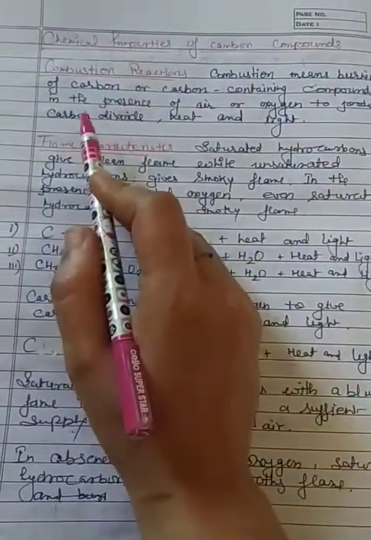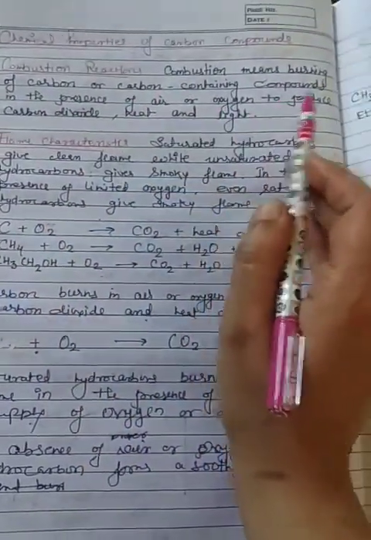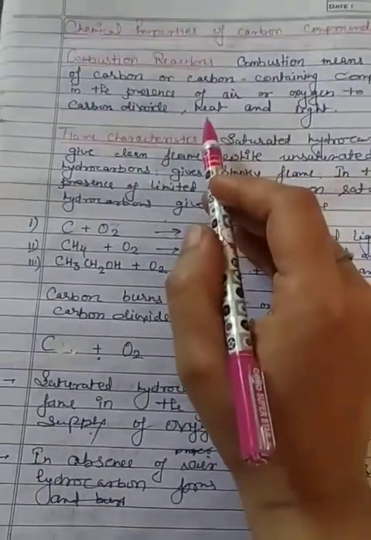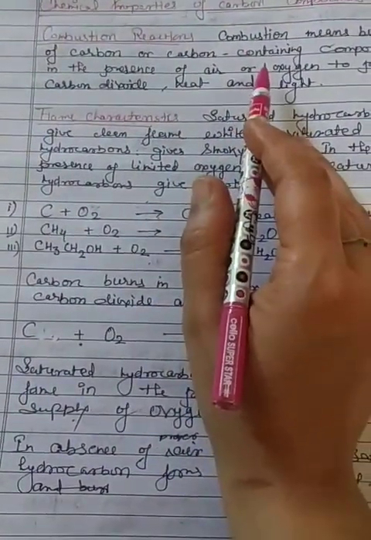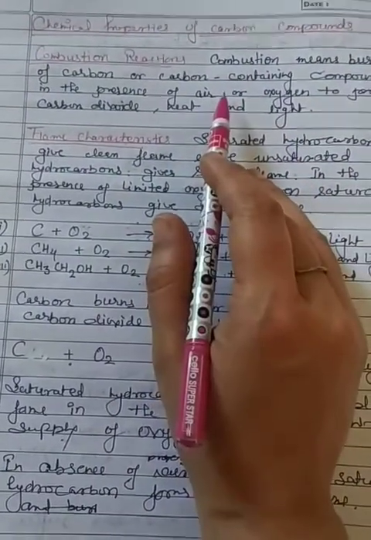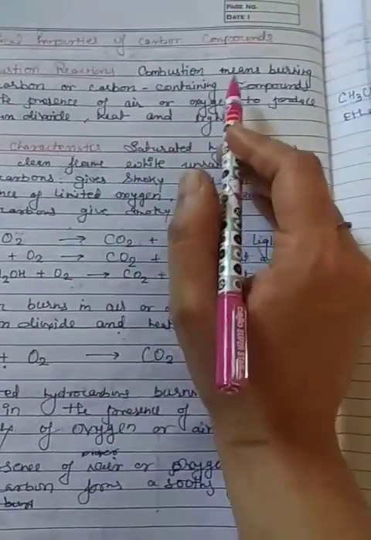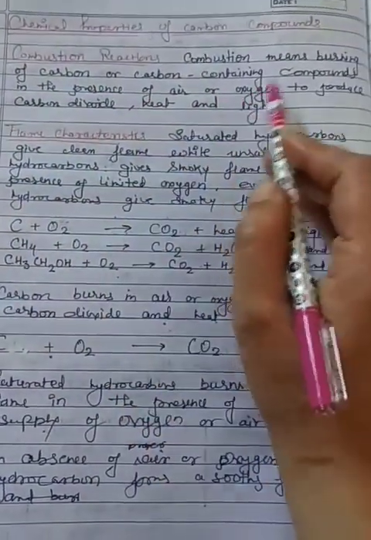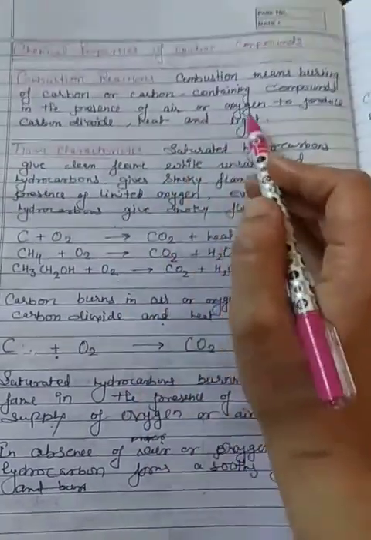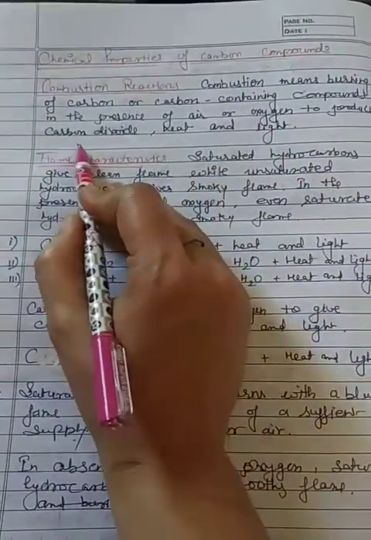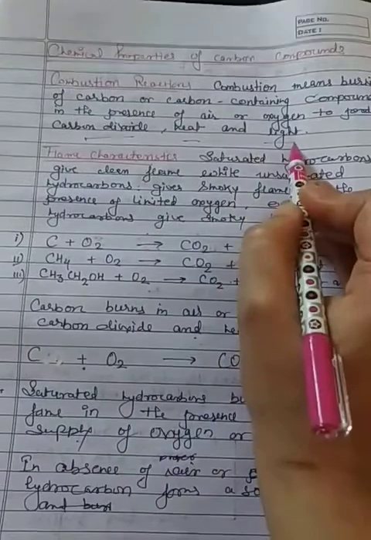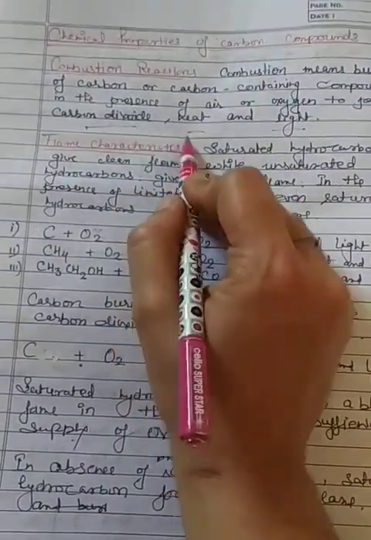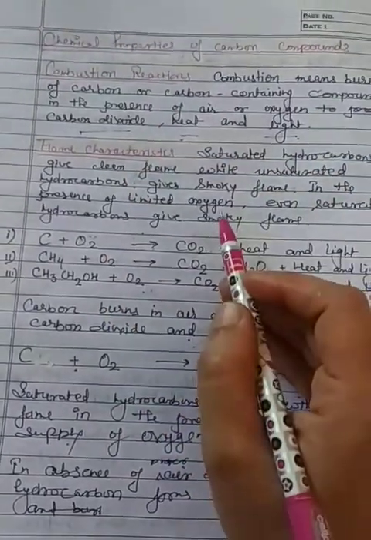Combustion means burning of carbon or carbon-containing compounds in the presence of air. Burning of a combustible substance in the presence of air is called combustion. Combustion means burning of carbon or carbon-containing compounds in the presence of air or oxygen to produce carbon dioxide, heat and light. When we burn any fuel, it produces heat, light and carbon dioxide.